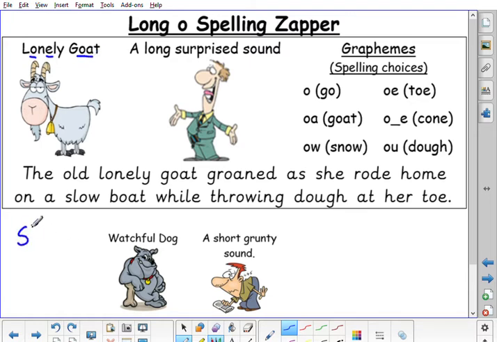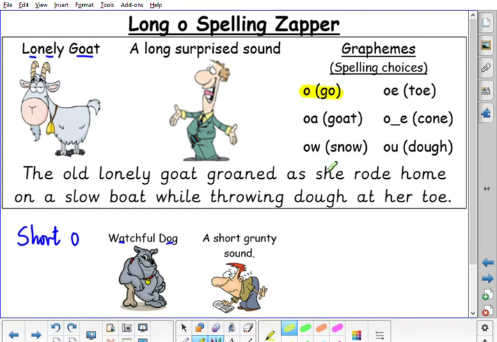Don't confuse long O with short O. Short O is watchful dog, which is a short grunty sound. O. Lonely goat is a long surprise sound. Oh. Now let's look at how many ways of spelling this sound we can find.